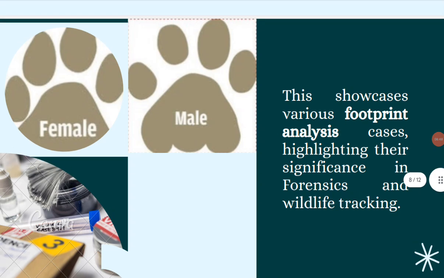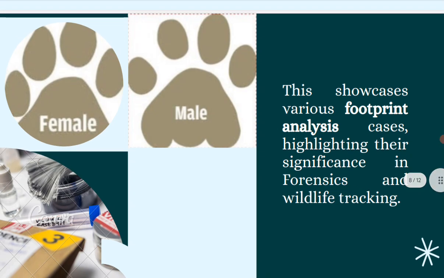In this slide, we can see the picture of female and male pug marks. These pug marks are of a tiger. Like we can see, the female pug marks are smaller and less spaced between the toes as compared to the male pug mark. This showcases various footprint analysis cases highlighting their significance in forensics and wildlife.